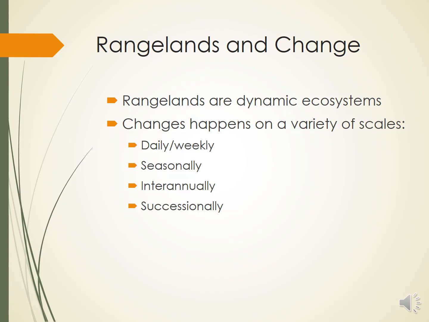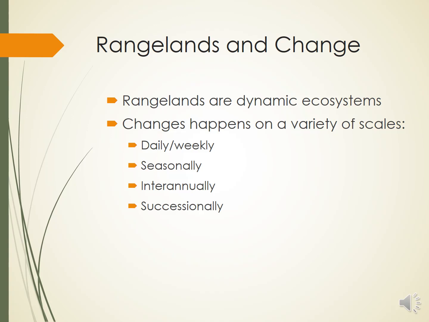But something I'd like you to keep in the back of your mind is that change can happen on a variety of scales. So when we're specifically talking about rangelands and short-term changes, we might think about daily or weekly changes. An example of that might be a plant that is not blooming this week may be in bloom the following week. We can also have seasonal changes, so differences in the plant community between summer, spring, winter, and fall. You might think of your warm versus cool season grasses as an example of that.